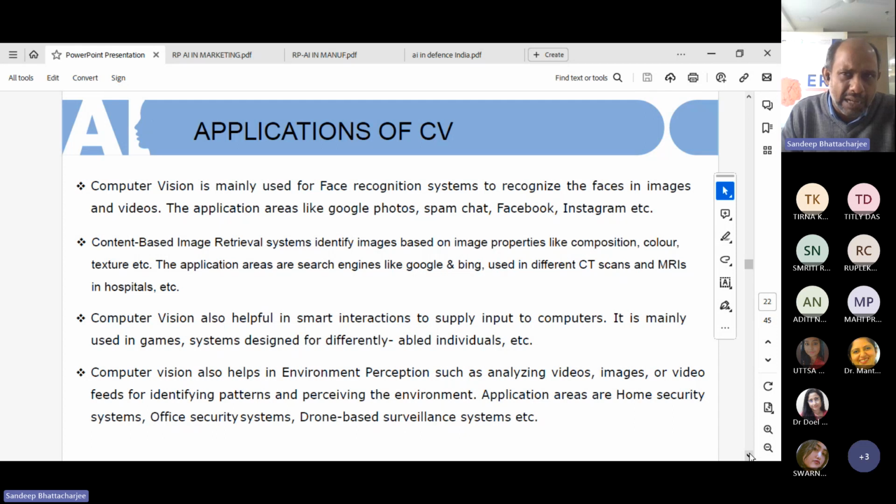There are different games which are being played, RPG, role-playing games, or massive multiplayer online role-playing games. Systems also are there which are designed for differently abled individuals. There also computer vision is enabled. Computer vision can also help in terms of environment perception, such as analyzing videos or images or video feeds for identifying patterns. As I already mentioned, behind all images there are patterns also, right? So that has to be identified, and perceiving the environment based on collecting data from the environment. There are application areas like home security systems, office security systems, drone-based surveillance systems. In all these areas, computer vision forms an integral part of the development.